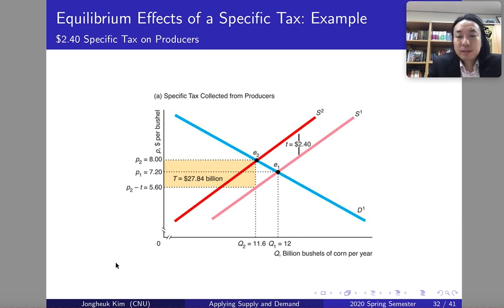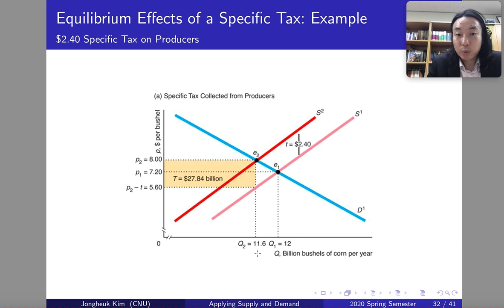So in this graph, this is a situation where a tax, specifically a specific tax, is collected on the base unit you buy or sell in the equilibrium. So now it is a specific tax. Our initial point is E1, our initial equilibrium point. At this equilibrium, the equilibrium price is $7.20 and the equilibrium quantity is 12 units.